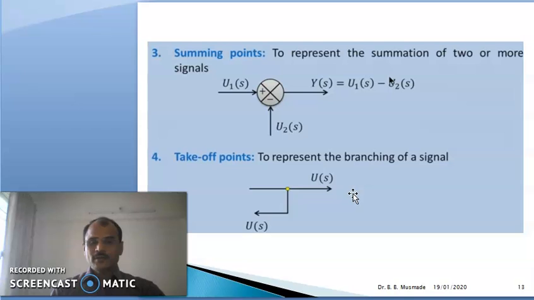For example, this line is a 5-volt line which is represented as U of S, and we want to take that information somewhere. So this is as good as a branching, or as good as connecting one wire and taking that voltage information to another part of the system.